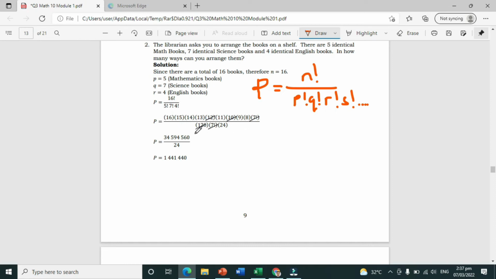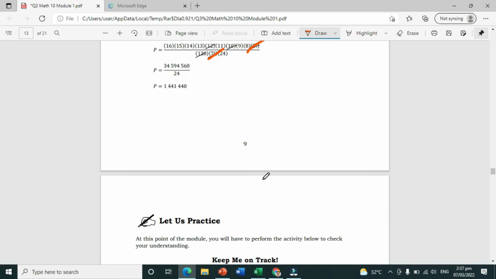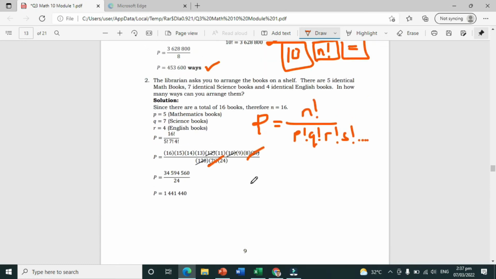So here, the cancellation is easier. As you can see, there is a 7 factorial here, so it can be canceled. So at least, our solution isn't too long. And 120 can also be canceled on top since 12 times 10 is 120. So cancel the 120, cancel the 12 and the 10. Then, for our P now, multiply everything that wasn't canceled on top, divided by 24. So P equals 1,441,440.